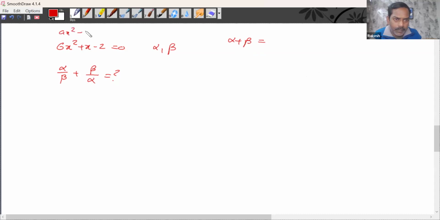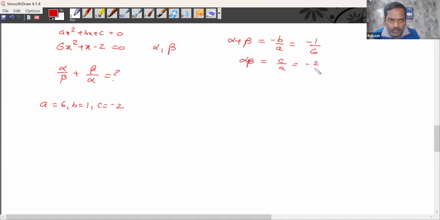Ax square plus bx plus c equal to 0. We can say that the value of a is 6, the value of b is 1, and the value of c is minus 2. If I substitute here minus b by a, it would be minus 1 by 6. And the product of the roots is c by a, which is equal to minus 2 by 6, which is nothing but minus 1 by 3, right?